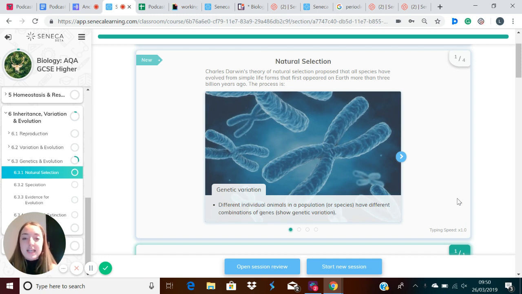So, there's genetic variation within a population. Different individual animals in a population or a species have different combinations of genes, which is what we call genetic variation.